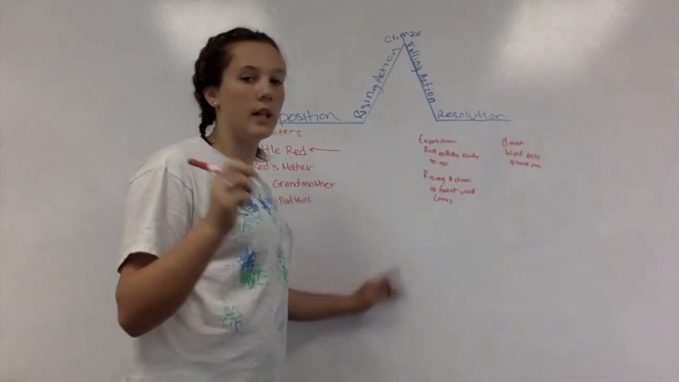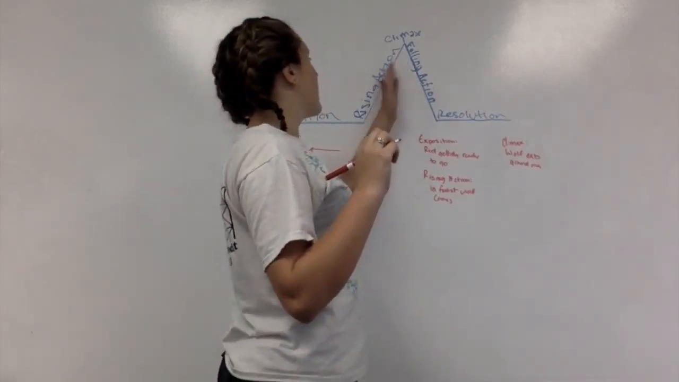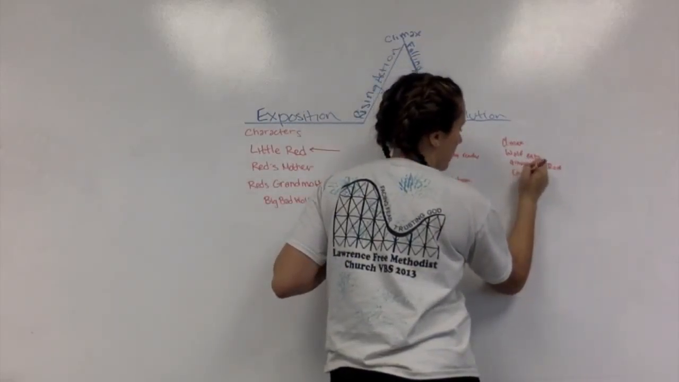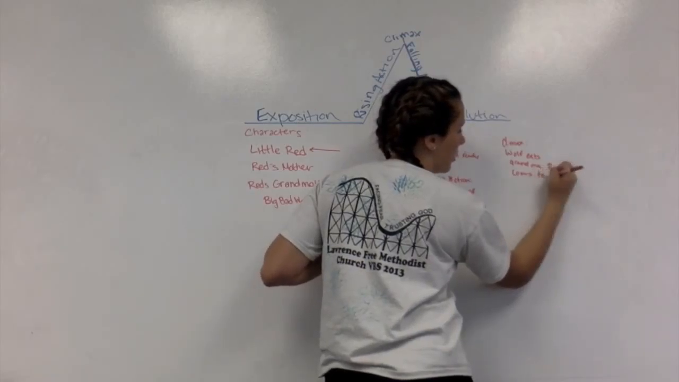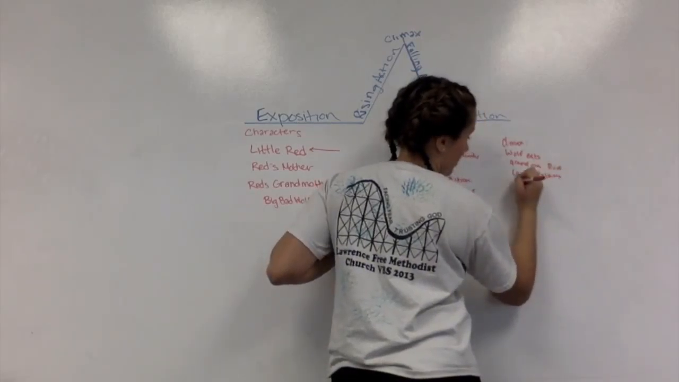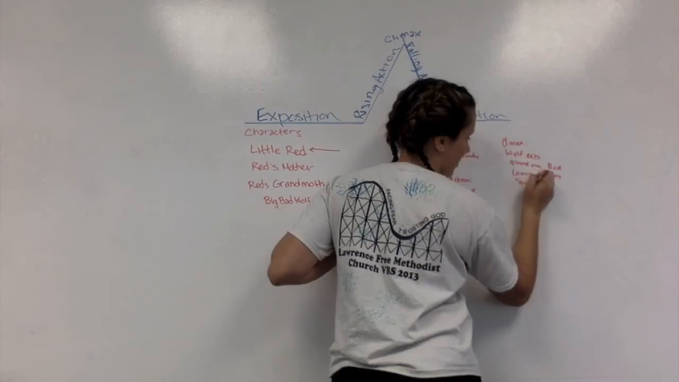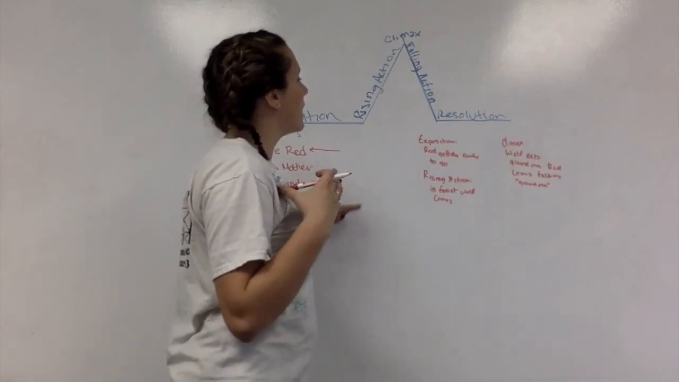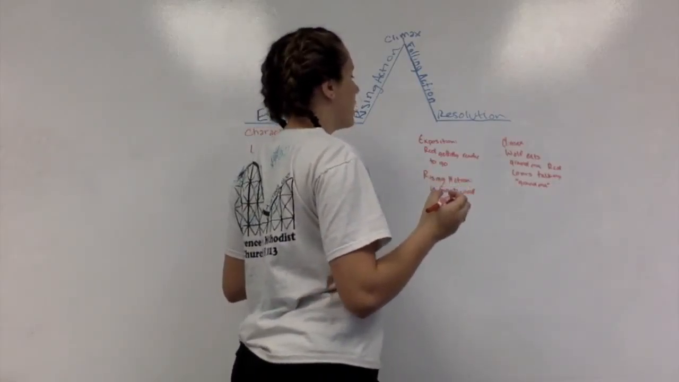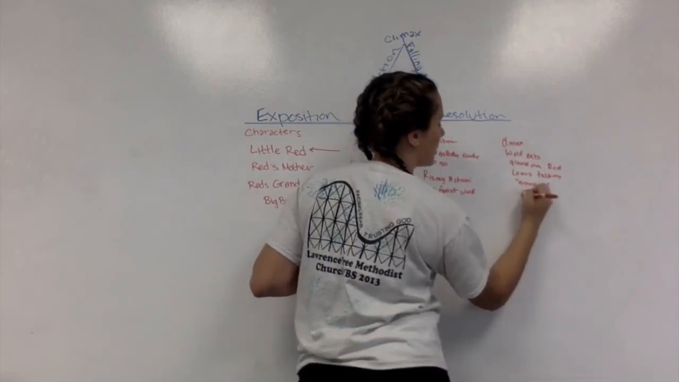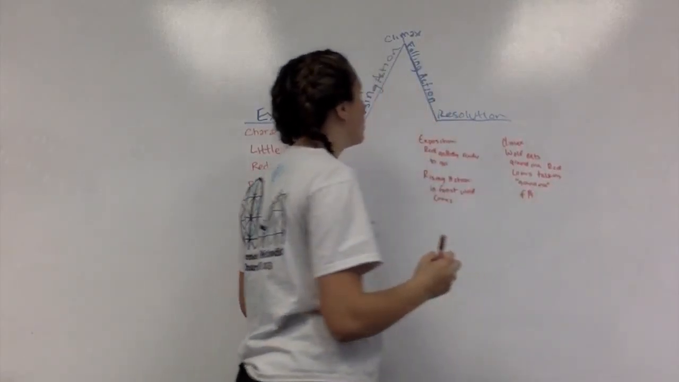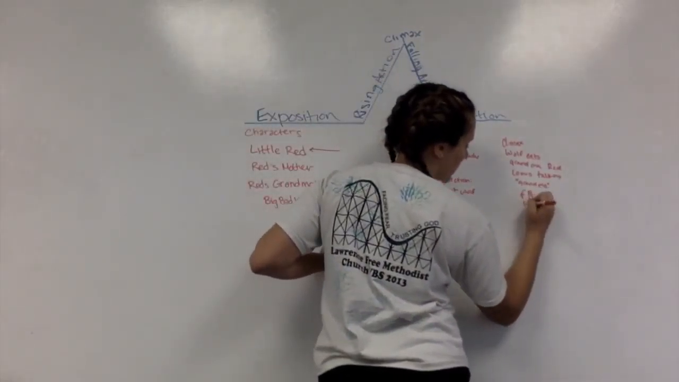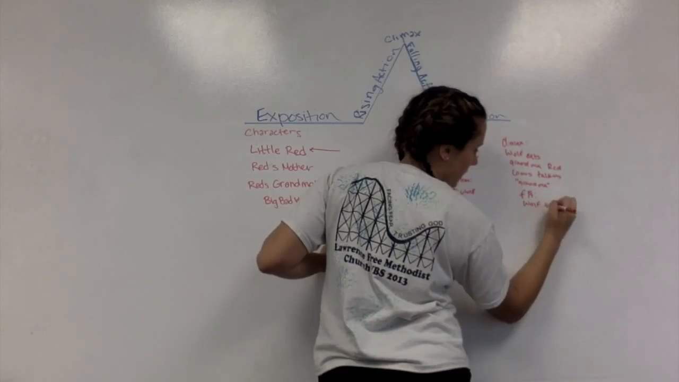And the falling action is when, or the climax is, so when, and then Red comes and she's talking to Grandma. Okay, and then the falling action is when the wolf finally, who's gonna write F-A, is when the wolf finally tries to eat Red. So wolf tries to eat Red.